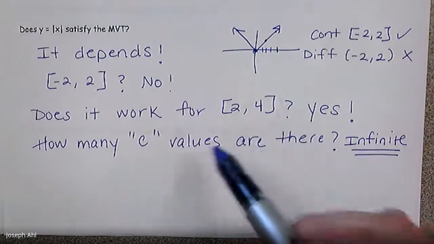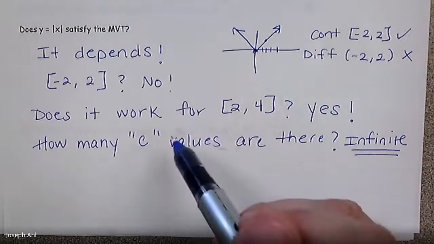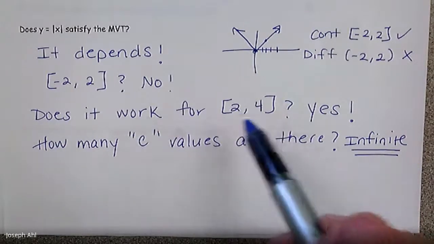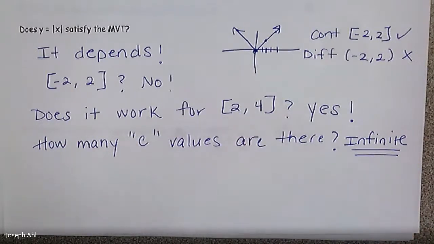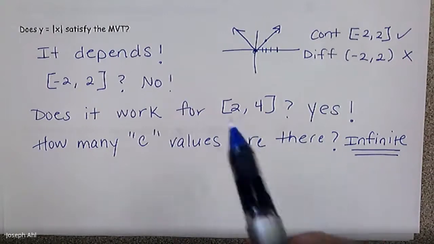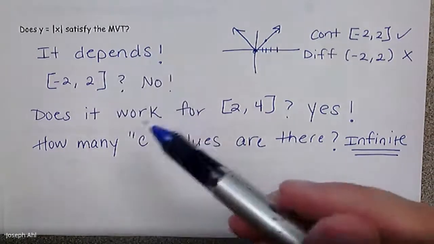But beyond that, we have an infinite number of possibilities for what c could be. It's really anything on the open interval from 2 to 4 based on that. Okay, so just kind of a quick thought. Be cautious about mean value theorem.